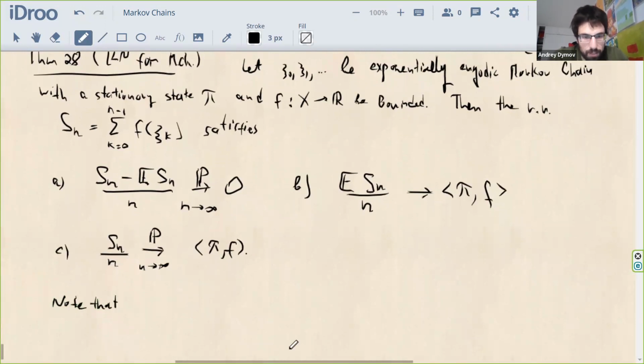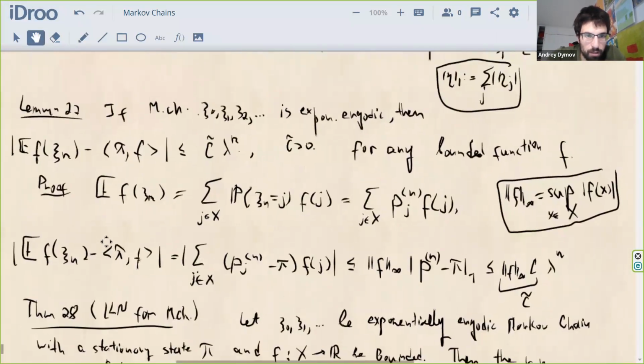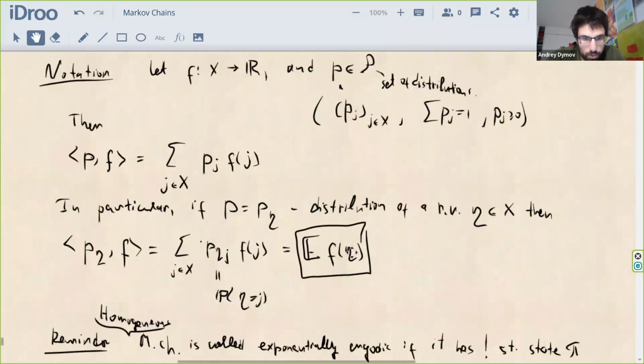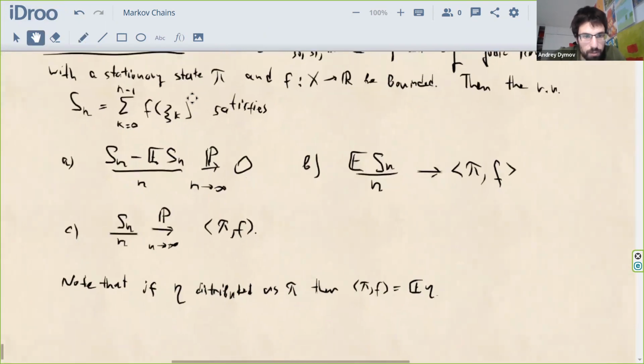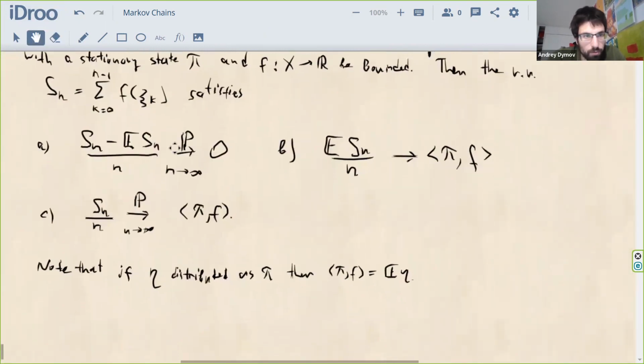So the answer is yes. Because if I take a random variable eta with the stationary distribution pi, then the action of pi on the function f equals just the expectation, of course, not of eta, but of f of eta, just because of this formula. You see?